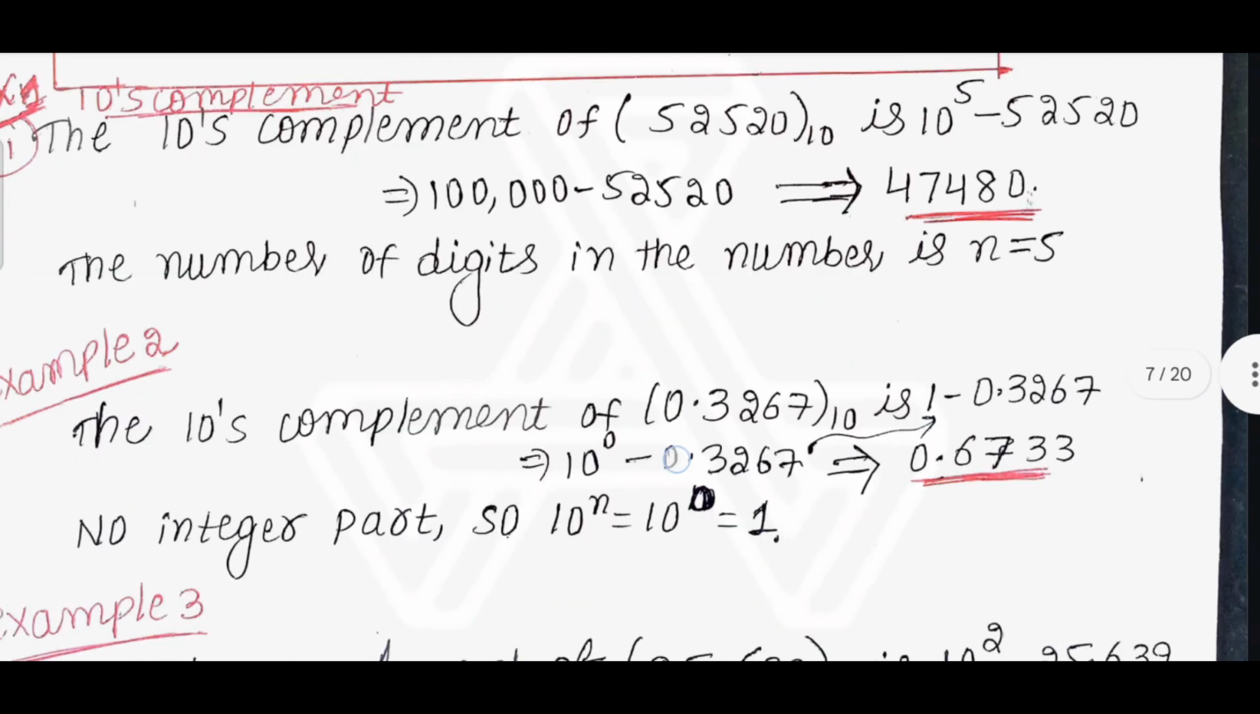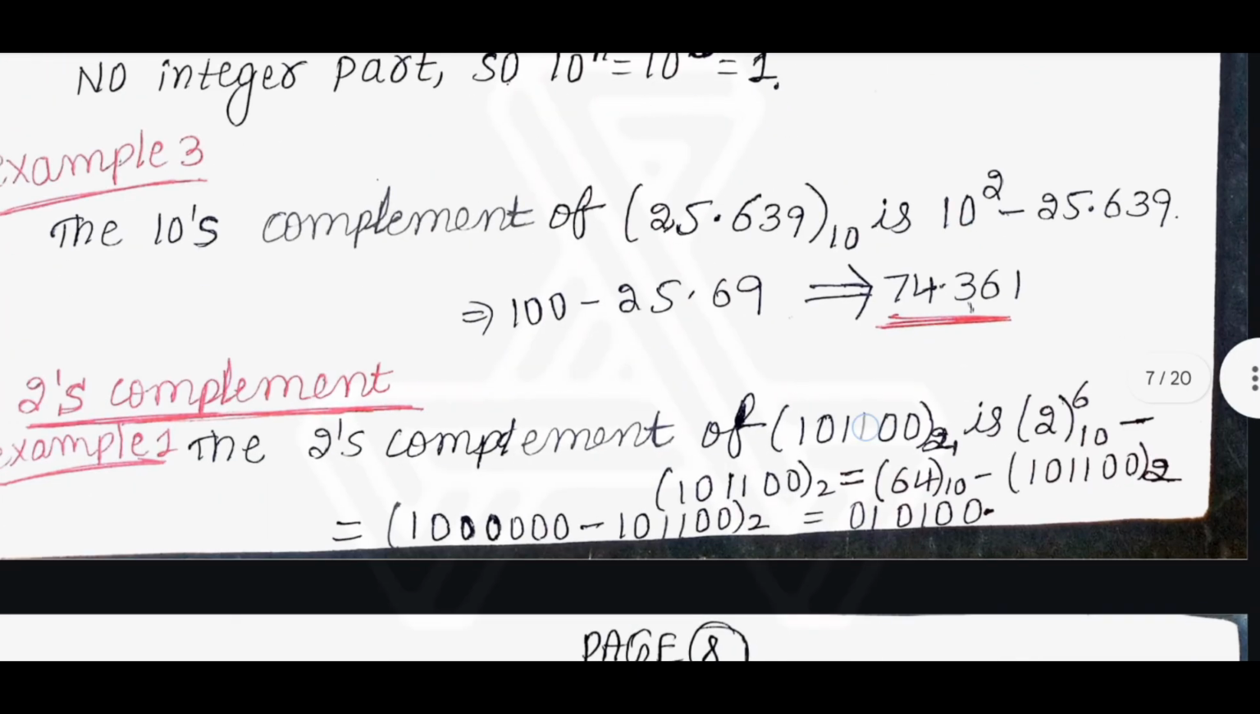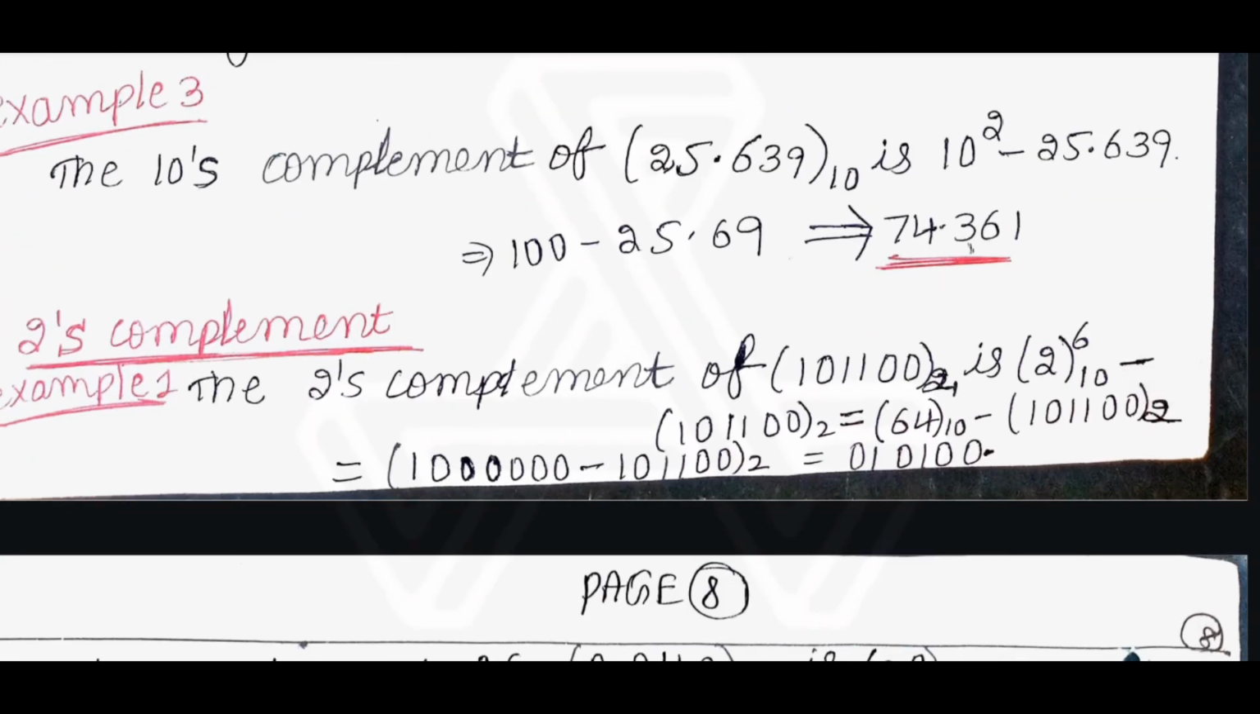Then the 10's complement of 0.3267. There is no integer part here, so it is 10 power 0, that is 1. So 1 minus 0.3267 gives 0.6733. There is no integer part.